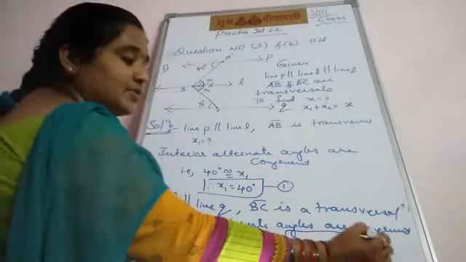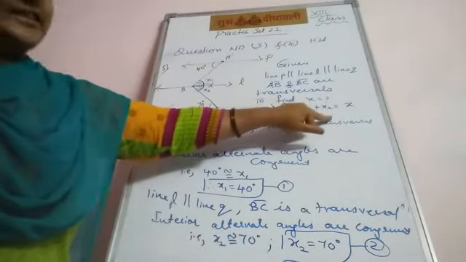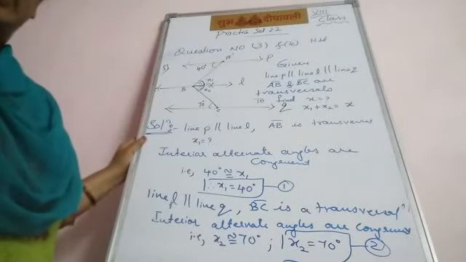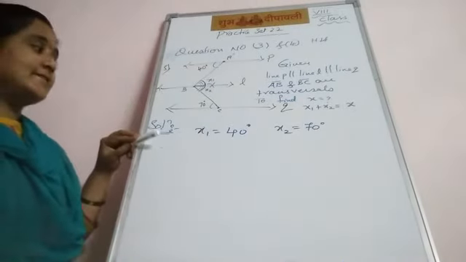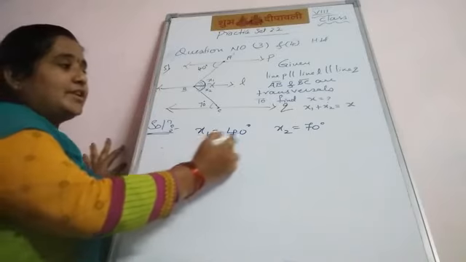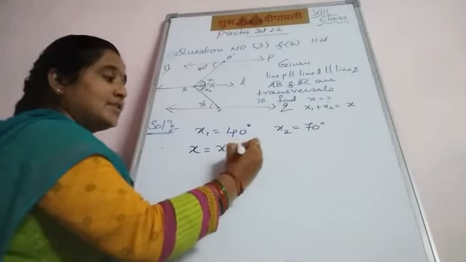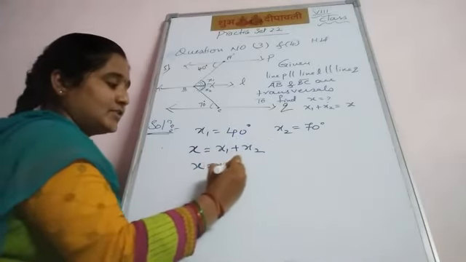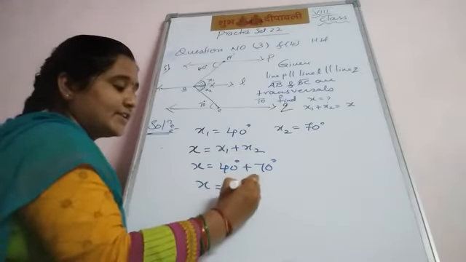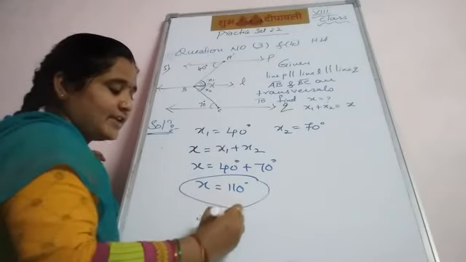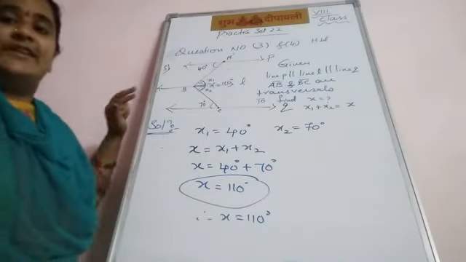This is number 2. But what has he asked to find? x. x means x1 plus x2. At last we have to add x1 and x2. Now, last step. We got x1 as 40 degrees and x2 as 70 degrees. x equals x1 plus x2. x equals 40 degrees plus 70 degrees. x equals 110 degrees. Therefore, x equals 110 degrees. This exercise is finished.